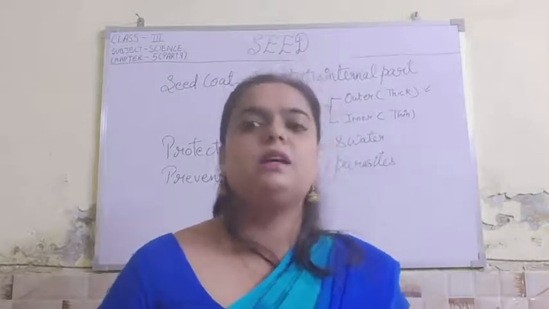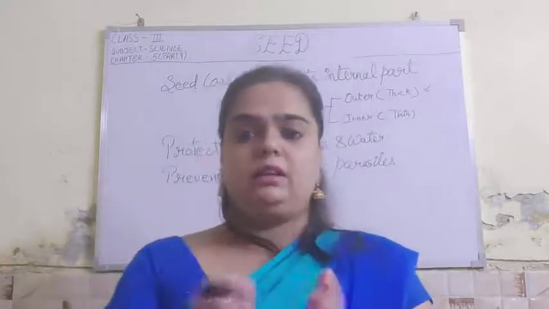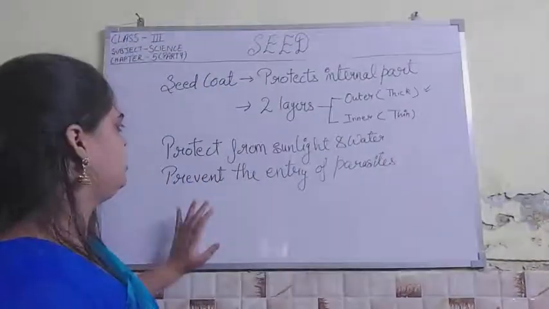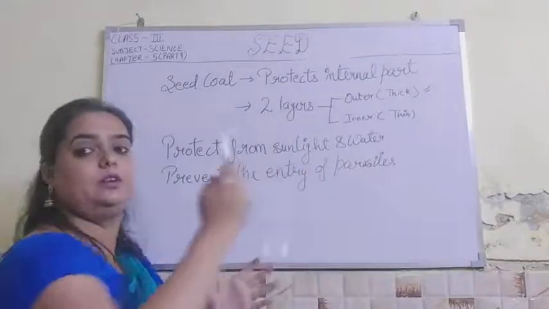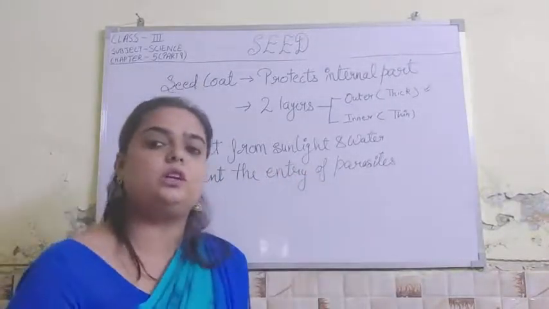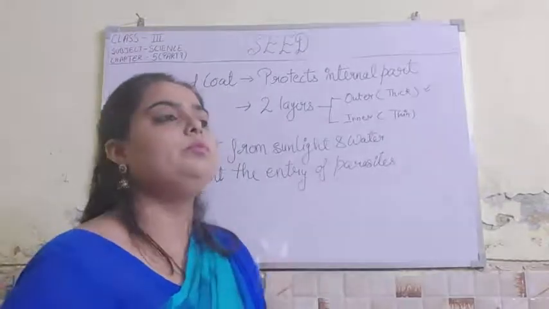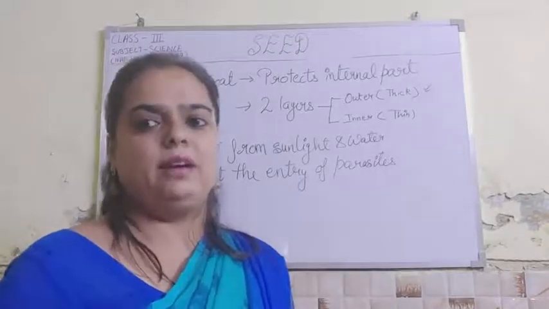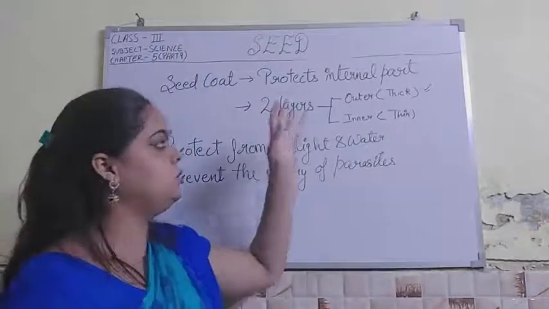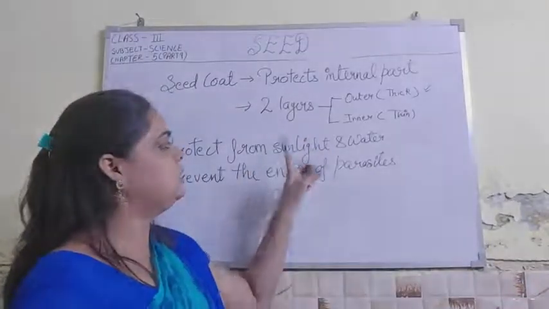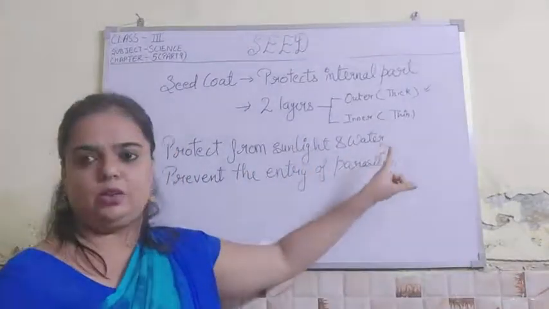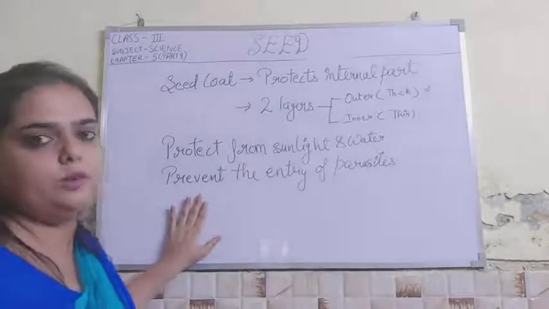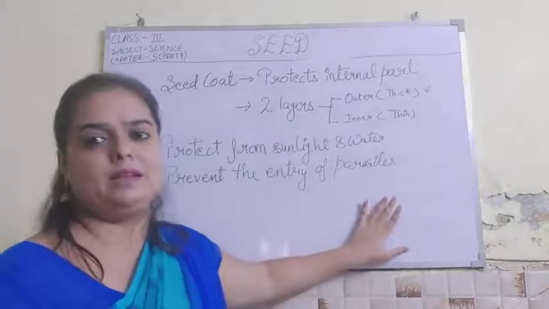Basically the seed coat is protecting the seed. And how is it protecting? It protects from sunlight and water. Excess of sunlight and excess of water is not good for the seed. The seed needs sunlight and water to grow, but excess of everything is bad, right? So the seed coat protects the seed from sunlight and water. It prevents the loss of water, and it also prevents the entry of parasites.